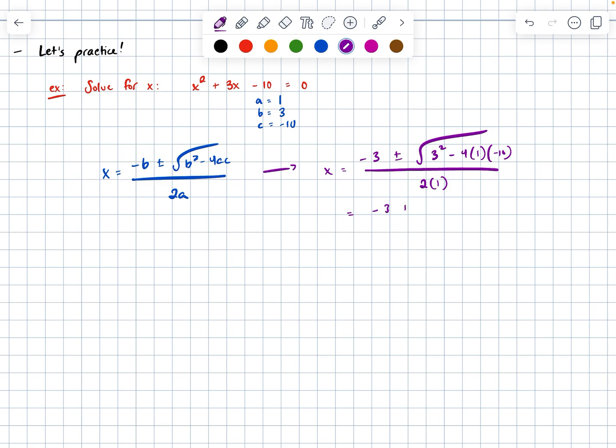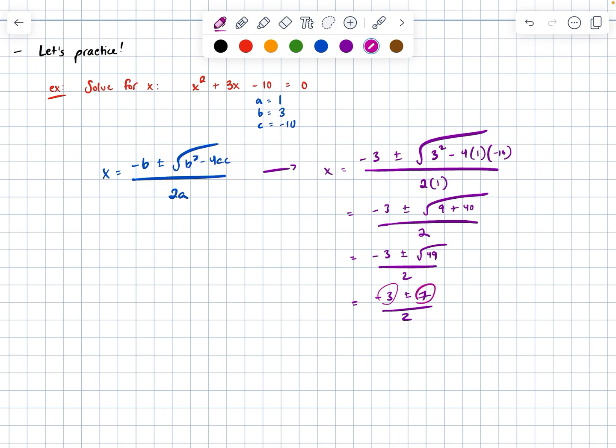So, negative 3, can't do much with that, but I can simplify the stuff inside that square root. Well, 3 squared is equal to 9. Negative 4 times 1 times negative 10 should get me positive 40, all over 2 times 1, which is 2. So negative 3 plus or minus the square root of 9 plus 40 would become the square root of 49. And hey, I know how to take the square root of 49. That is 7. So I've got negative 3 plus or minus 7.